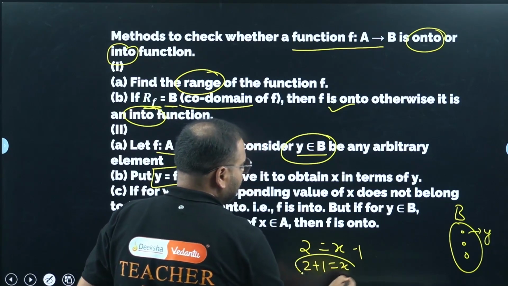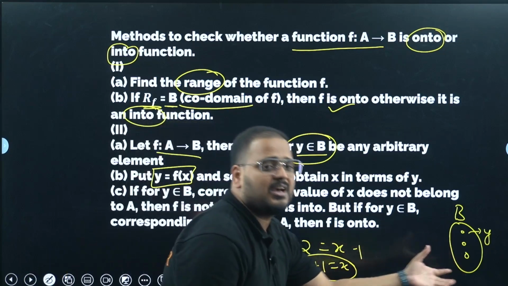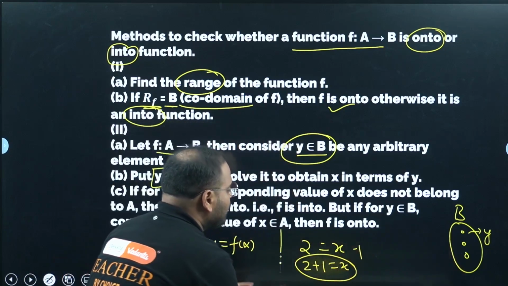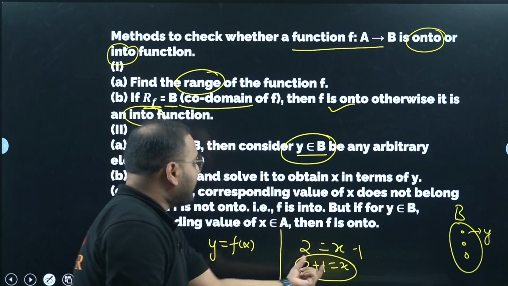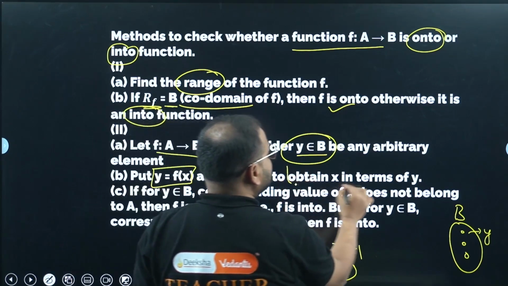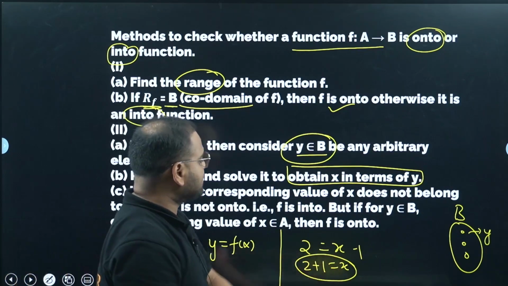So I'm getting x as 3. Just an example, taking some value of y from the image. I'm asking you to assume that 2 is part of the codomain. Then find x, obtain x in terms of y. That means solve for the x value in terms of y. We got it as 3.